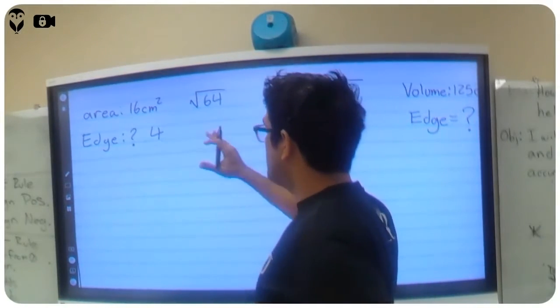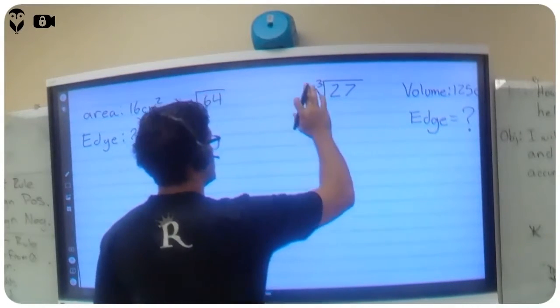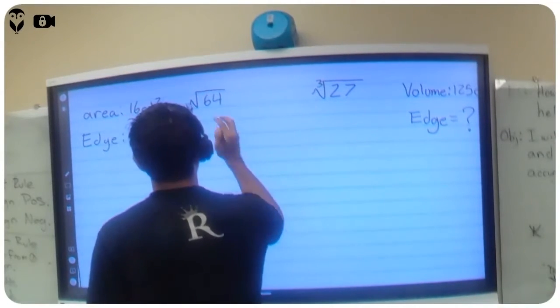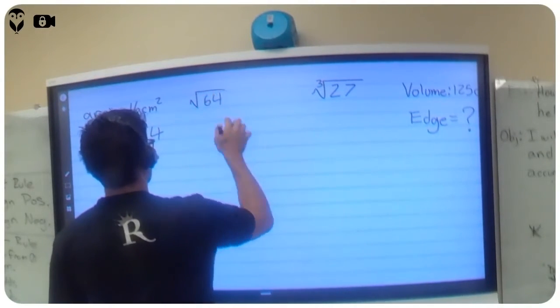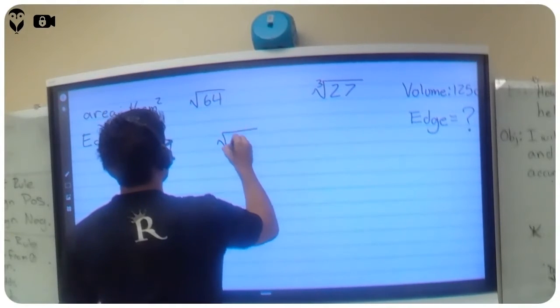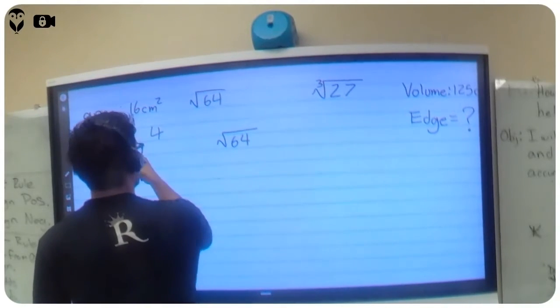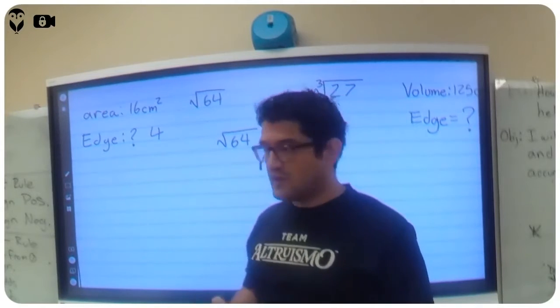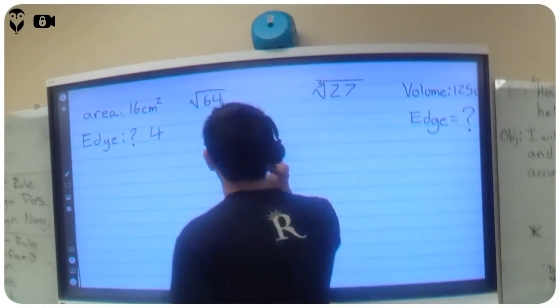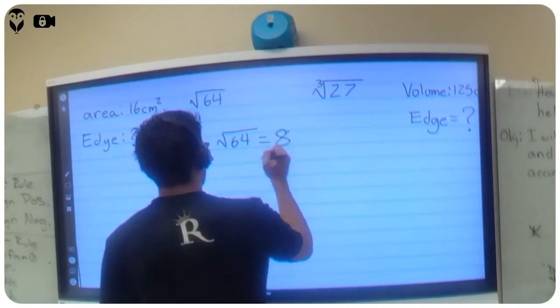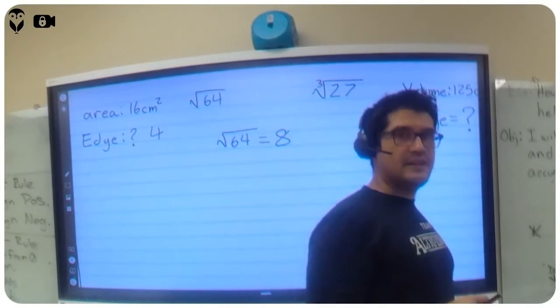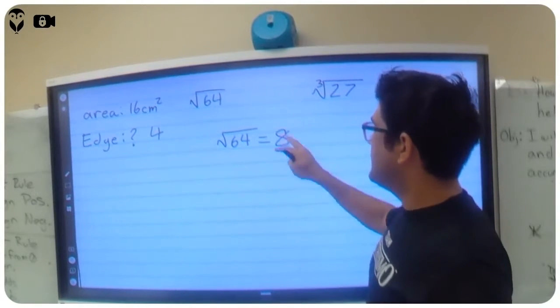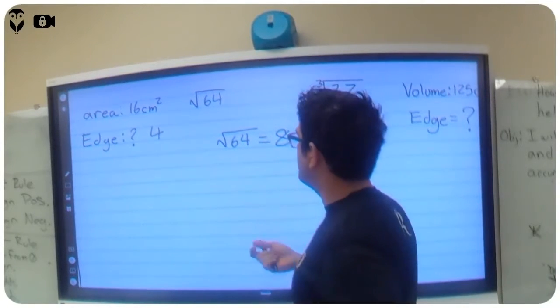Okay, so now over here, we're going to do the square root. So same work, but it looks different. What's the square root of 64? 64 is the area. I want to know what number times itself gives you 64. The answer is 8. So now we know that every side of this square is 8.